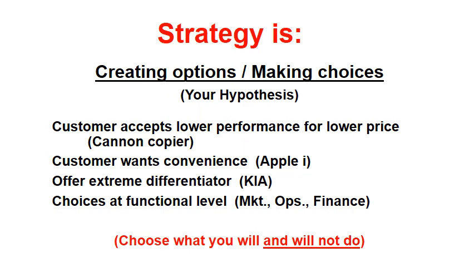On this chart, I want to just highlight the idea of creating the options and making choices. Bela Musits talked about the Canon copier, and Canon saw the need for a lower price instead of a very significantly high price, and that the customer would accept lower performance if it was a significantly lower price. That was a choice and option they made, and that was listening to the customer and satisfying the customer.